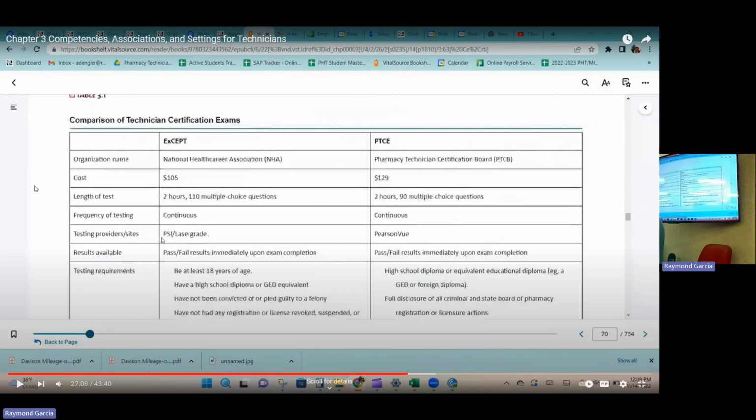They're both about 2 hours long. Frequency of testing is just continuous. Pearson VUE is the provider or the site, and PSI is also a provider for the NHA or EXCPT. Again, Pearson VUE is for PTCE. The results should be available immediately after taking the test, so you'll know if you pass or fail after you take that first examination.